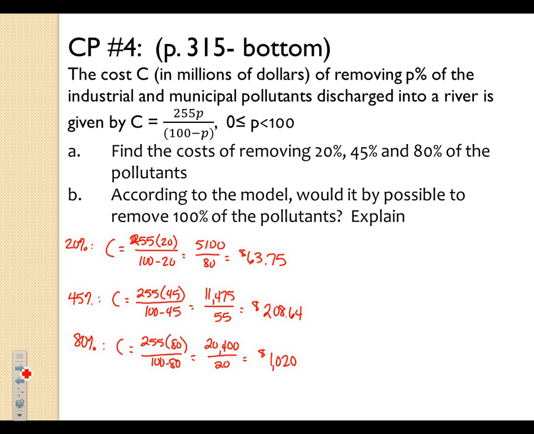Okay, now part B says, according to the model, would it be possible to remove 100% of the pollutants? Well, let's just take a look at setting that up. If we were going to use this function and set that up, we'd have 255 times 100 over 100 minus 100. Well, that's going to give us a fraction with a zero denominator, which is undefined. So if it's an undefined amount, we cannot remove 100%.